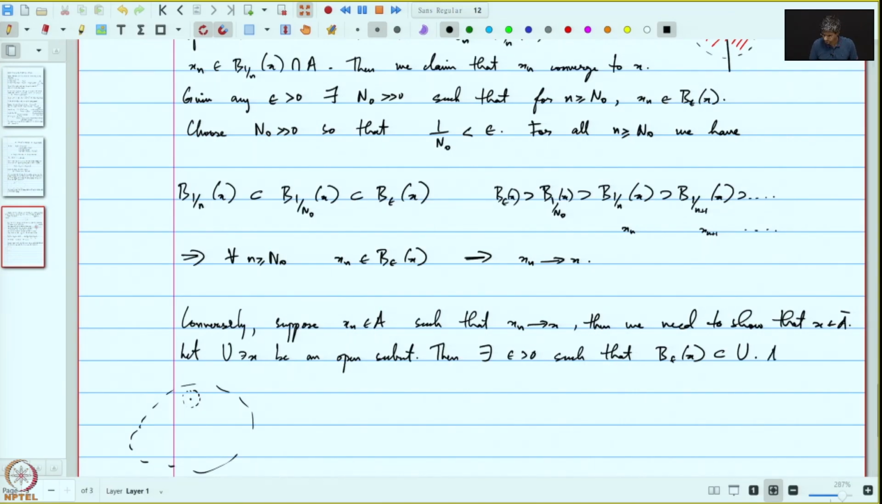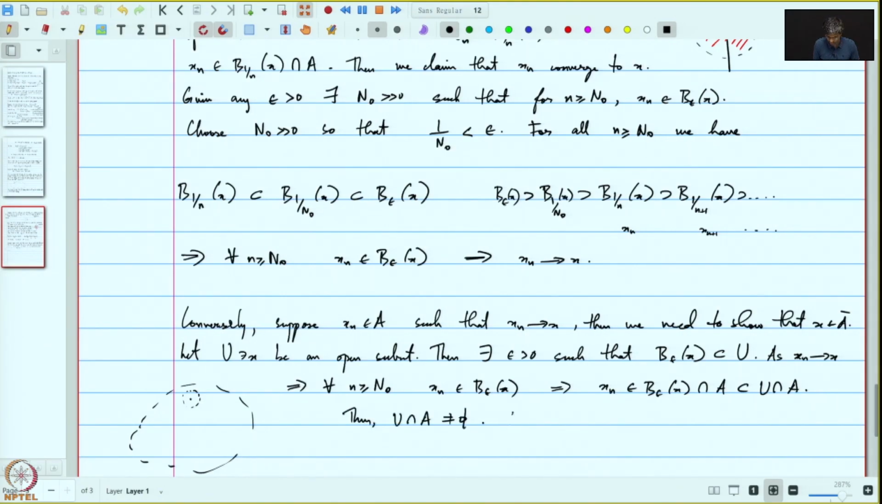And as xn converges to x, there exists n naught such that for all n greater than or equal to n naught, xn belongs to B(epsilon, x). So this implies that xn belongs to B(epsilon, x) intersected with A, which is contained in U intersection A. So thus U intersection A is non-empty. So thus x belongs to A closure.